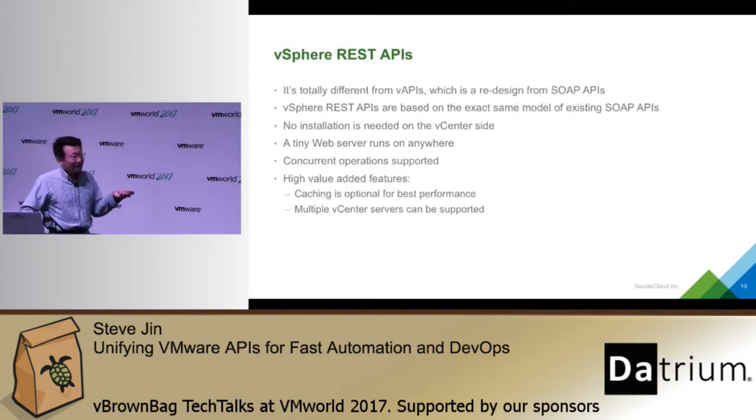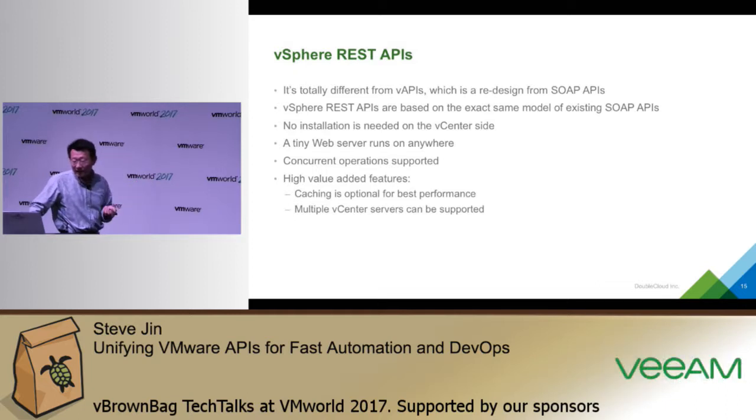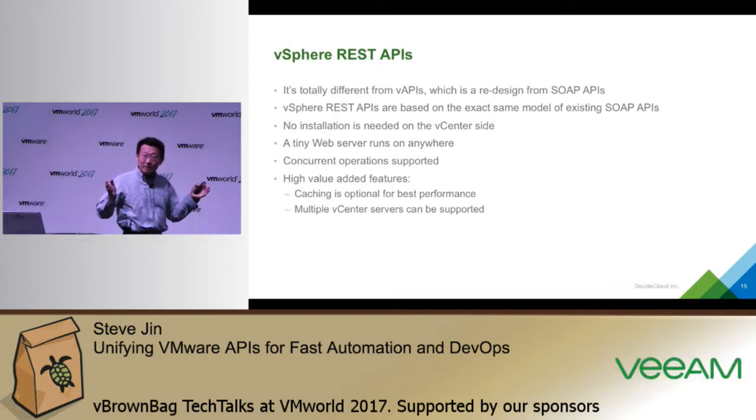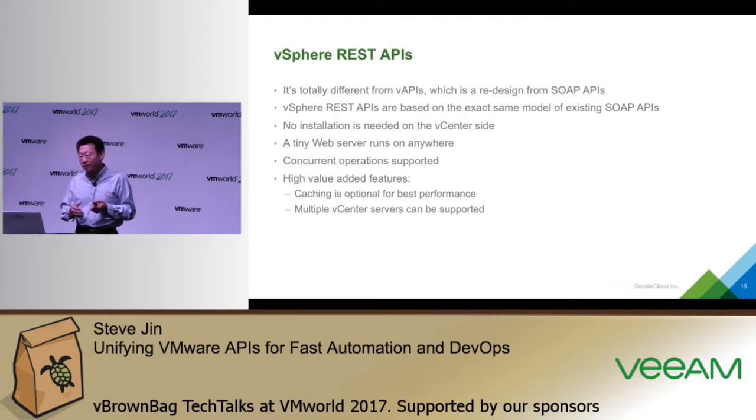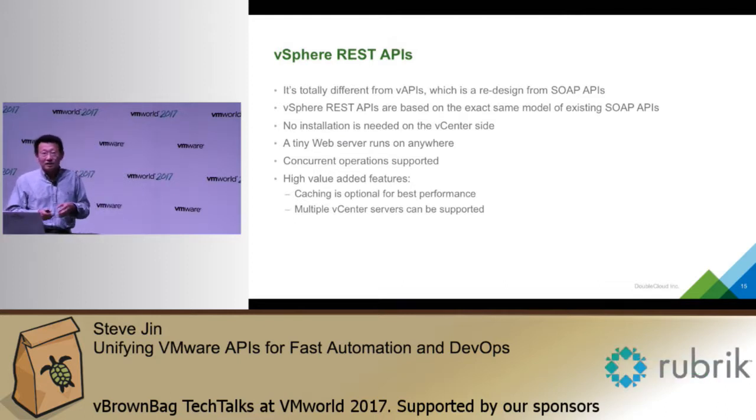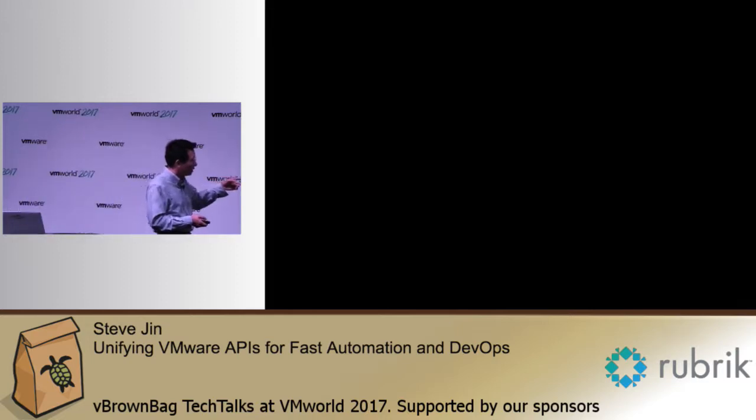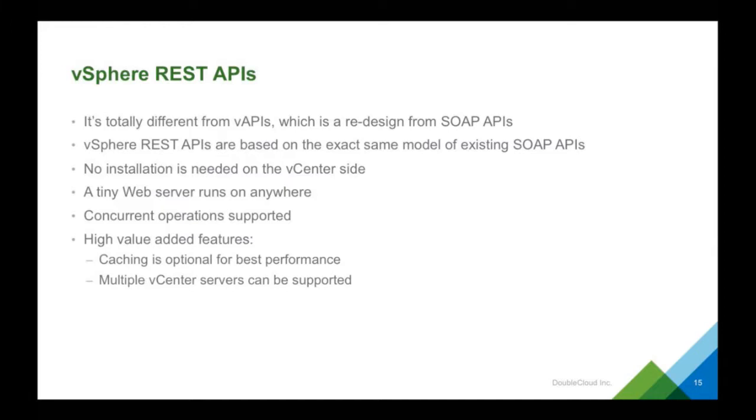So we have a product in development right now, called vSphere REST API. It's very different from the vAPI, which some of you already took a look at. The vAPI and the API we're designing are totally different. The vSphere REST API we're doing uses exactly the same model as the vSphere API. No change there. We just expose the SOAP as REST. You can think of it as an adapter.